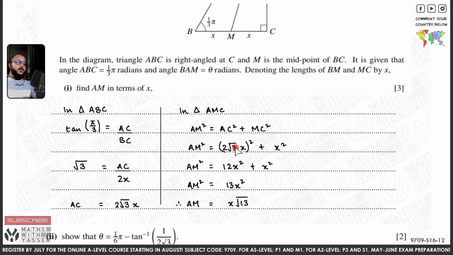So that gives us 2 square is 4, and 4 into 3 is 12. 12x square plus x square, which is 13x square. That means AM is equal to x root 13. And this will be the final answer because they have told us to find AM in terms of x.